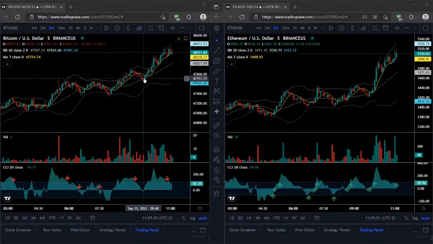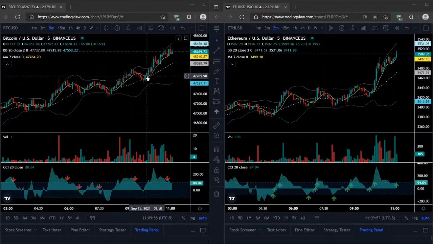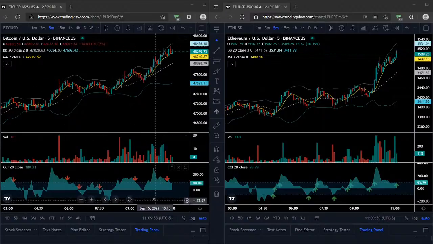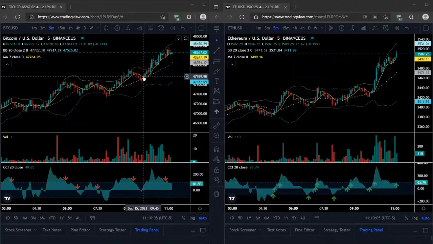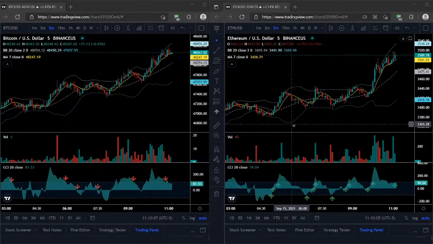The sweet spot is right. Yeah, you can't really see it. This one doesn't have one, that's why. But it does. It's right here, as soon as it breaks above that 7 moving average. Okay, now watch the CCI. Watch Bitcoin. It moves first.